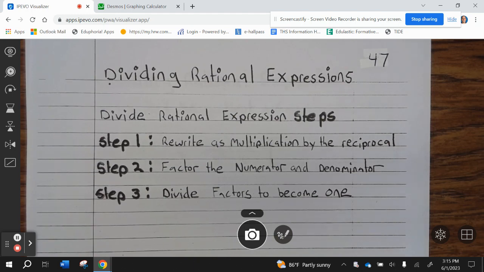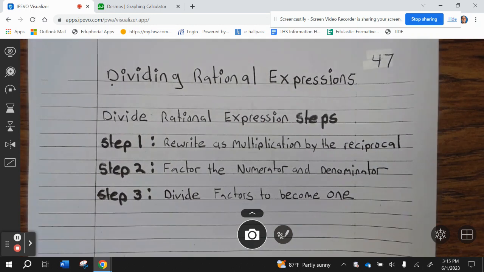Okay, Waka, so we're going to jump to page 47, dividing rational expressions. Divide rational expression steps. Step 1, rewrite as multiplication by the reciprocal. Step 2, factor the numerator and denominator. Step 3, divide factors to become 1.